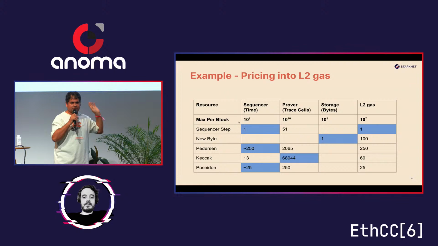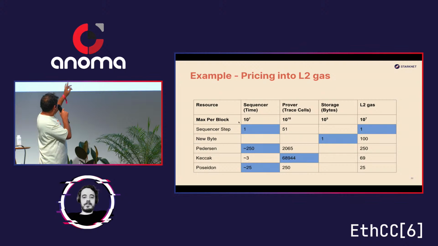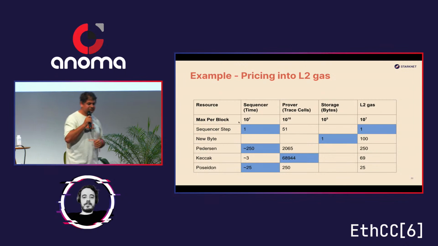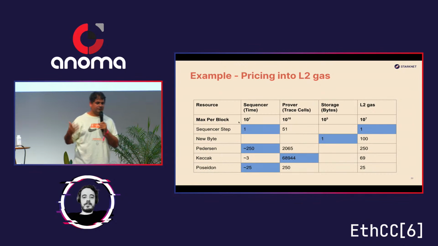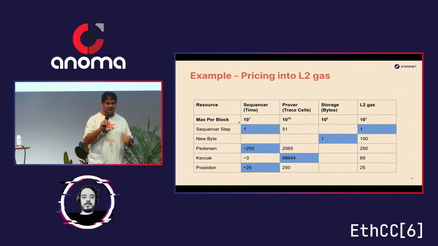By the way, those are just examples for numbers. Those are not necessarily the most accurate numbers. It's just to show you how this is done and what's the logic behind pricing, right? So on the sequencer, let's suppose that we have 10^7 steps, and a step is an arbitrary unit of time that we chose, because this is the time it takes a sequencer to run one Kairos step.